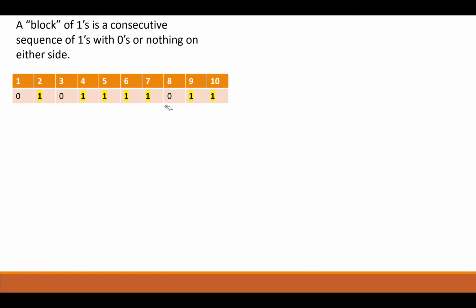But even if it's not a random bit string, I can define a block in a bit string as a number of consecutive ones. So in this case, I would have one block here, since it's a substring of consecutive ones, and it has 0 on either side. I have another block here. It's a substring of consecutive ones. And I have another block here, also a substring of consecutive ones. It doesn't necessarily have to have 0 on either side. It can just have nothing, as in this case. So this bit string has 3 blocks of ones.